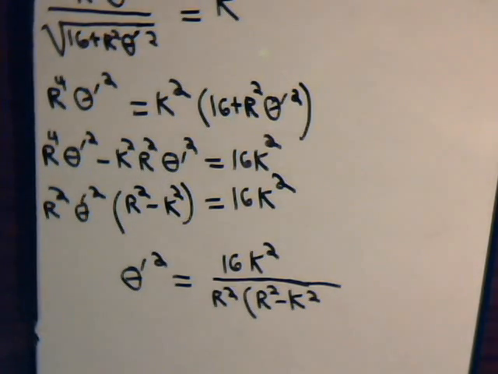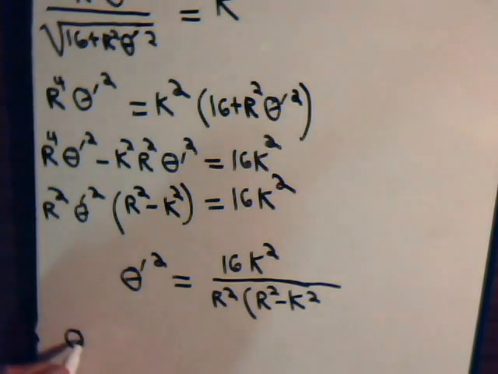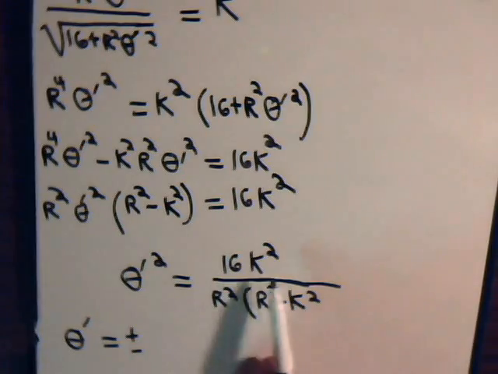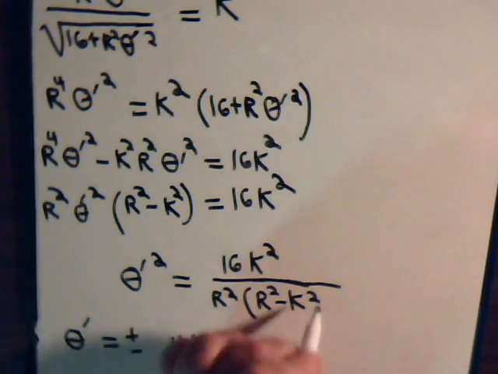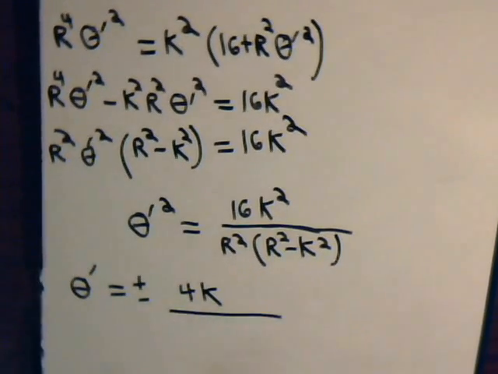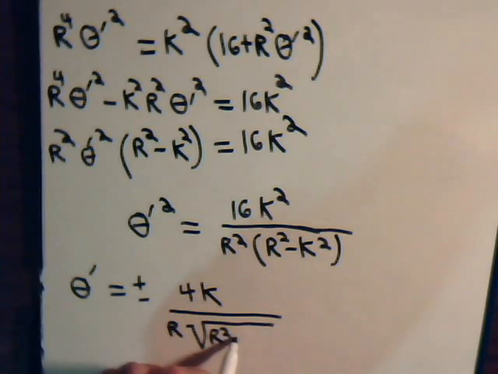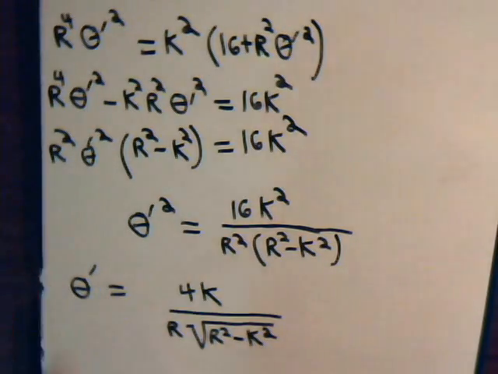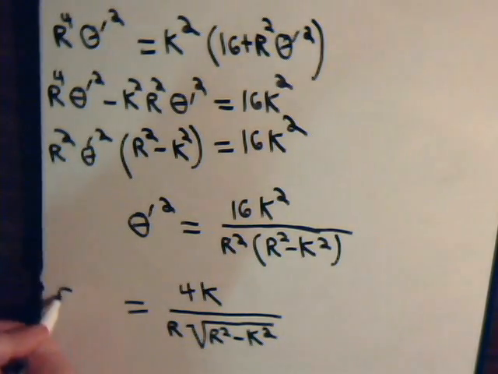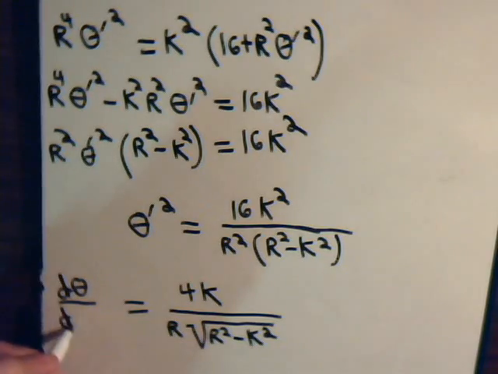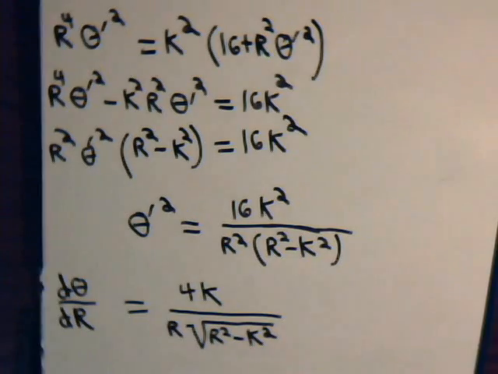Or, let's see, we want an expression for theta prime, don't we? So here then we would have theta prime will equal plus or minus 4k divided by r times the square root of r squared minus k squared. And we're dealing with arc length, so we're just going to take the positive part of this. And theta prime is d theta dr. So we have d theta dr equals this. So we'll have to bring this over to here.